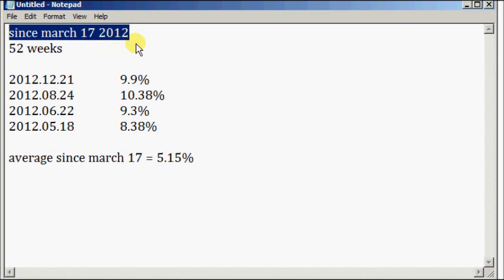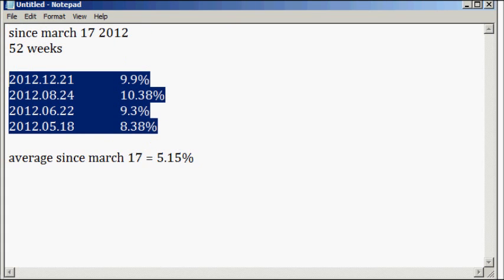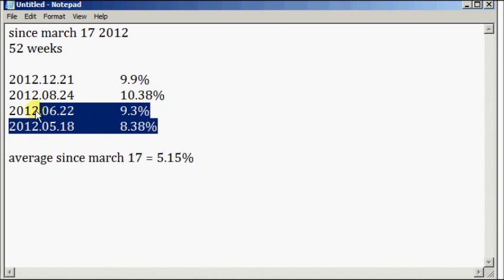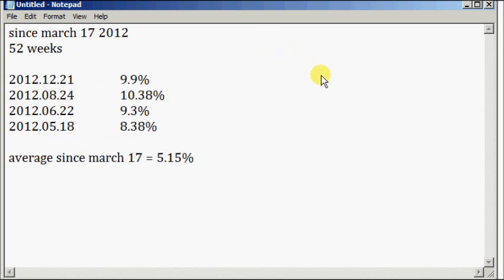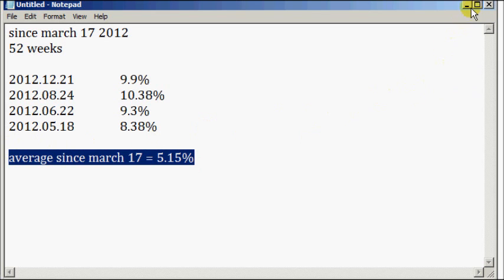Since last year, March 17, 2012, this is the 52nd week since then, so a full year. These are the weeks that have been higher than the average. With the average of the last 100, which mostly includes the period we're showing, only four, the weeks ending December 21st of last year, August 24th, June 22nd, and May 18th, were the only ones that contained volatility higher than that. Only one was greater than 10%. So the movements that we are encountering are really hardly anything at all. And in the last year itself, 5.15% has been the volatility.